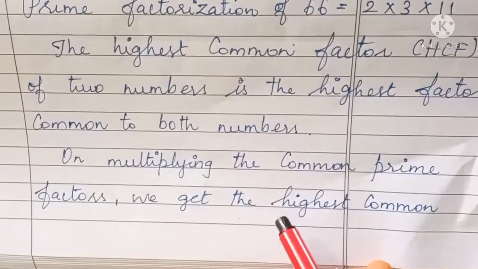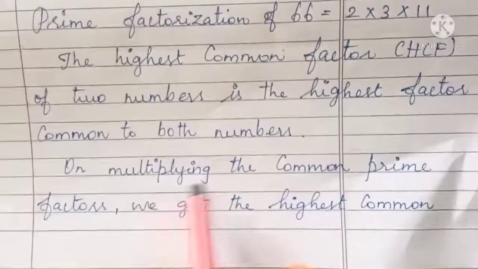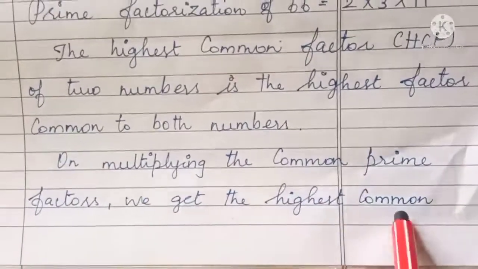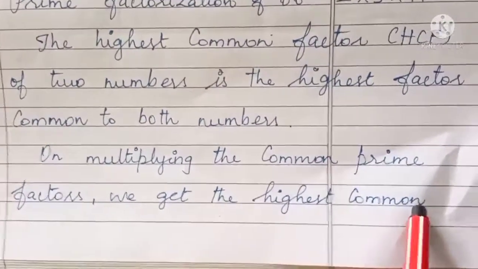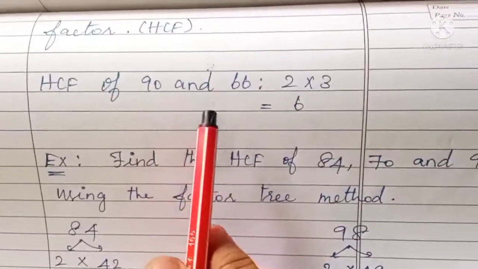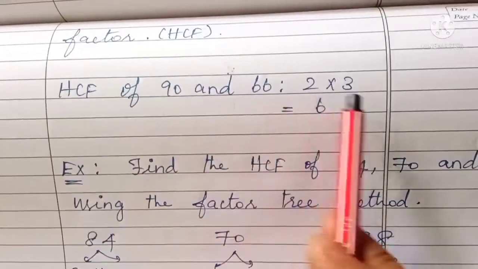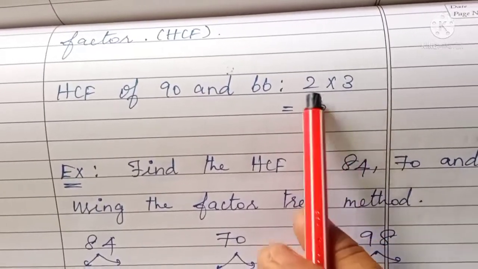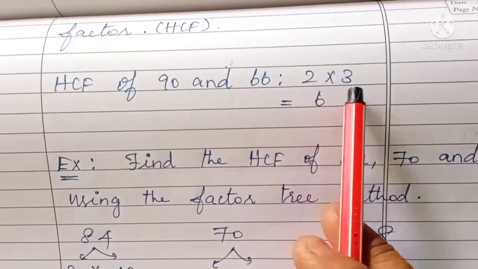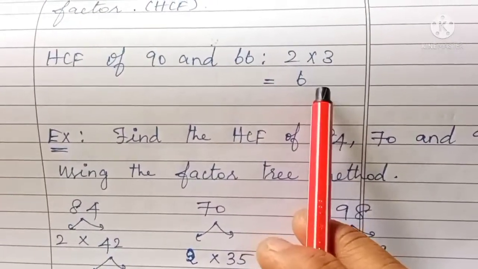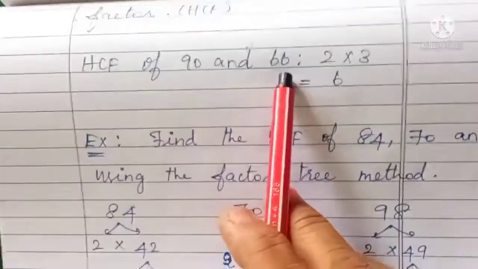After selecting, what you have to do is multiply the common prime factors, and we get the highest common factor. So here we get the highest common factor of 90 and 66 equal to 2 into 3. These two numbers are the common prime numbers. So 2 3s are 6. 6 is the highest common factor of 90 and 66. Okay. Now let us see the next example.